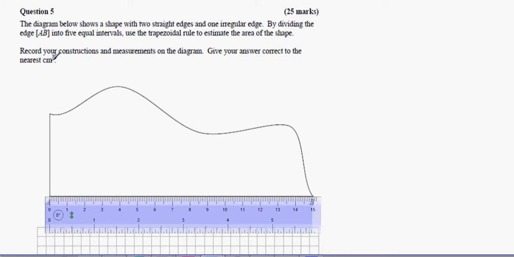By dividing the edge AB into 5 equal intervals, use the trapezoidal rule to estimate the area of the shape. Record your constructions and measurements on the diagram, and give your answers correct to the nearest centimetre squared. So we can measure A all the way to B, and we get 15 centimetres. 15 centimetres divided by 5 gives us 3 centimetres.